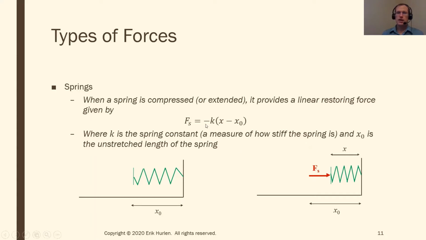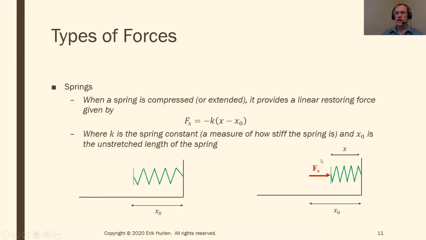And then the last thing here is that there's this minus sign. Minus sign essentially means it's against the displacement. So I have some displacement, x minus x0. Minus sign means that my spring force acts in the opposite direction. So here's my unstretched spring, some length x0. I then go and displace it.